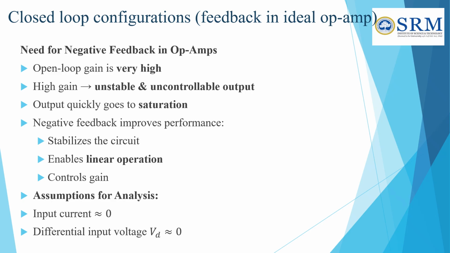Usually whenever we consider an op-amp circuit, we follow some golden rules. One is input current is 0, and the voltage difference between the inputs is 0. That is the virtual short. Because of the feedback, the op-amp adjusts its output such that V plus is almost equal to V minus. This virtual short is not a real short, but it represents only the voltage equality.